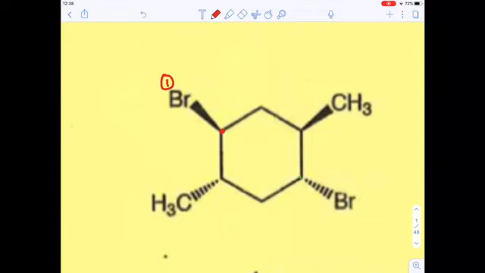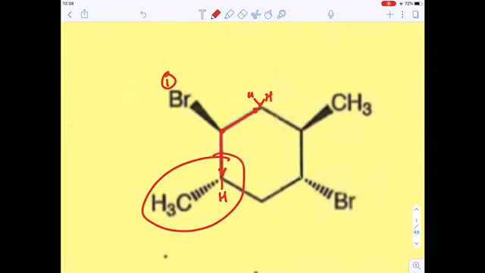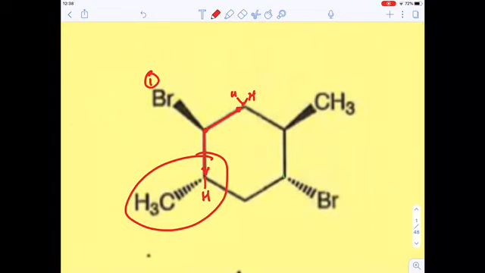So the highest priority is obviously going to be your halide and your halogens. Those are always going to come first. So your BR is going to be on a number 1. Then you want to compare the different sides of the ring, right? So you want to move from this carbon and look for the first point of difference on either side. So moving this way, you have a carbon bonded to 2 H's. Moving this way, you have a carbon bonded to another carbon and 1 H. So this side, since it weighs more, or like has the point of difference earlier on, is going to be the higher priority than the other side. Okay?